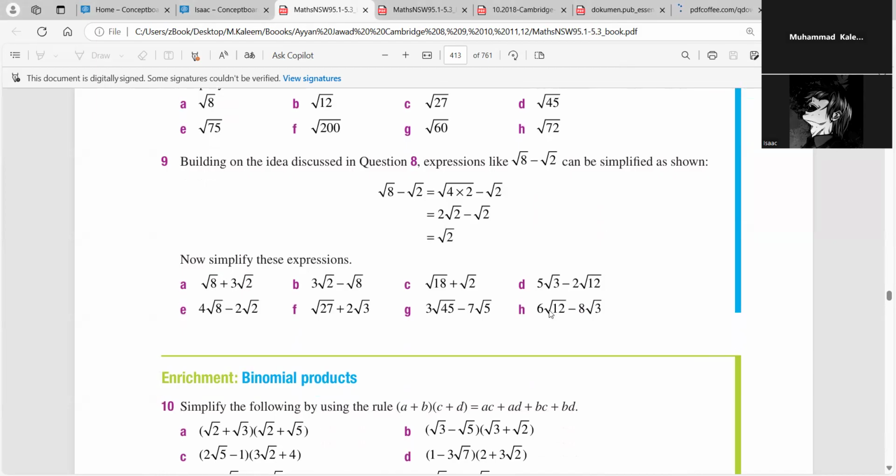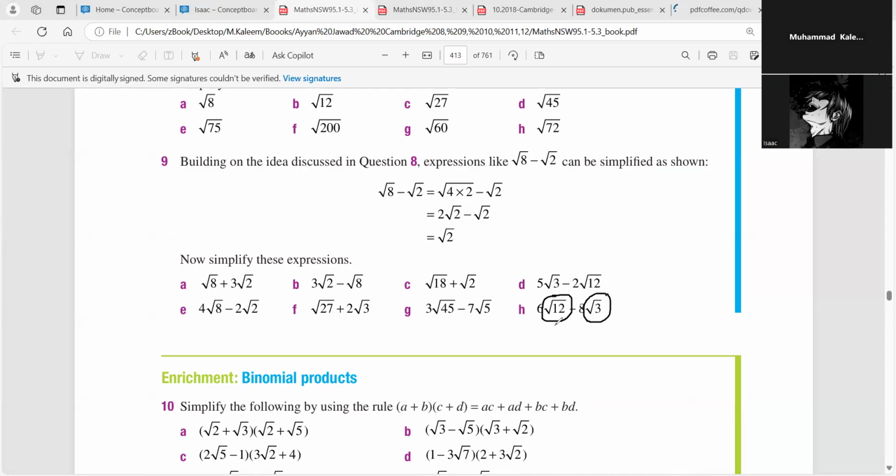So can we solve these? Question number 9, part H. Try to solve it. It looks like we cannot solve it. Why? The reason is that this is a different thing and this one is different. Sorry, the color of the pen was white. So these are not like terms. It looks like it, but these are.